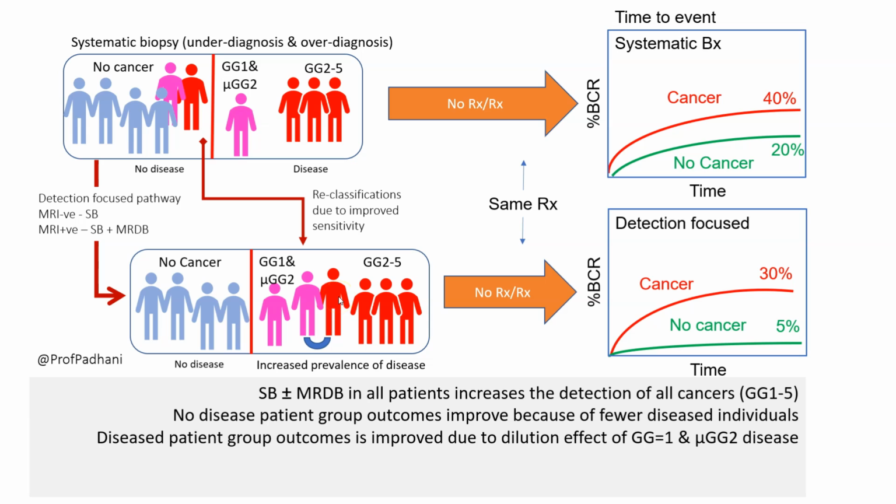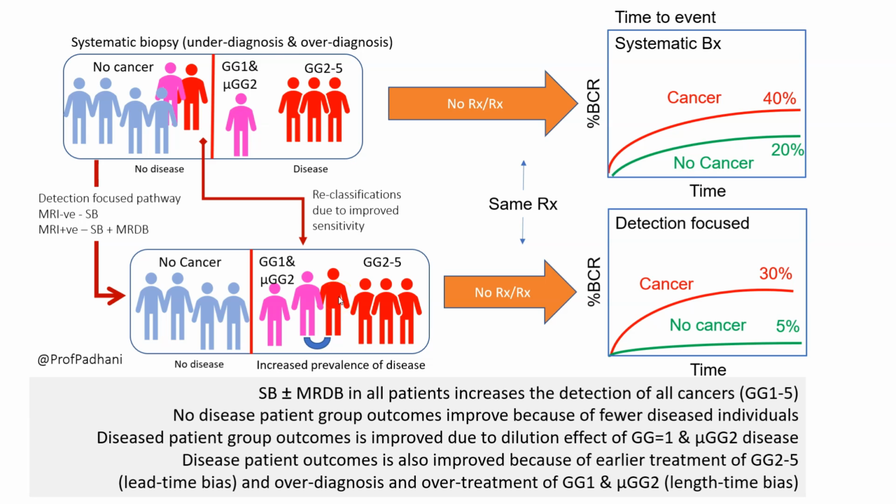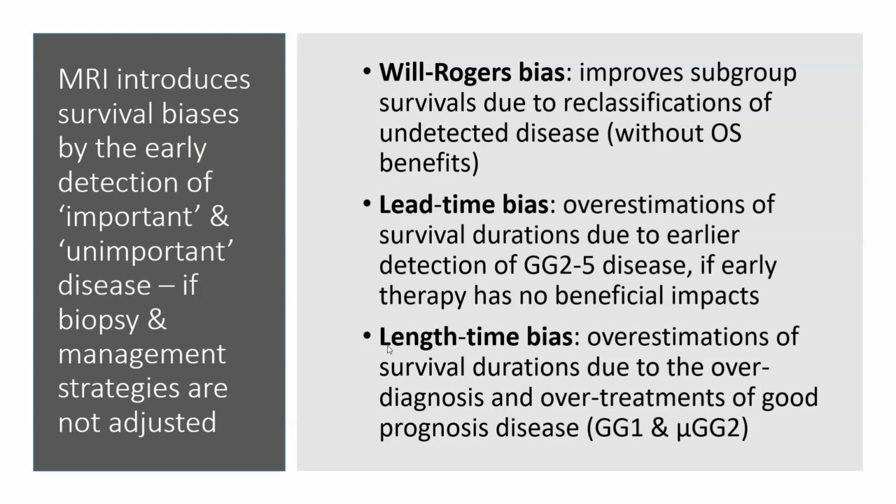You also have to remember that survival also improves because of the earlier detection and treatment of clinically significant disease, and this is called lead time bias. Also, there's an overdiagnosis and an overtreatment of indolent disease. So they also contribute to improved survival of the whole group.